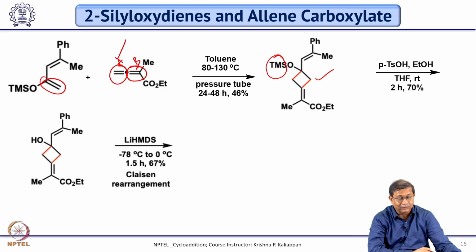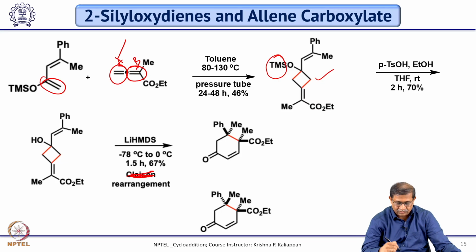This can undergo anionic oxy-Cope rearrangement. Okay, so this is not Claisen, it is anionic oxy-Cope rearrangement. That will give you these 2 products, which we can call exo or endo. This is the major product. Try to write the mechanism for this particular anionic oxy-Cope rearrangement.